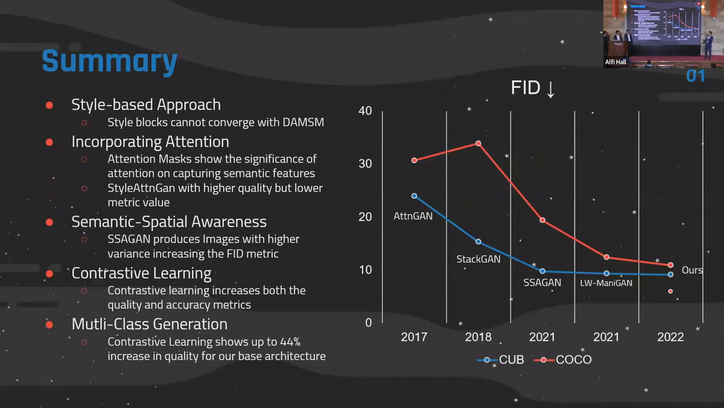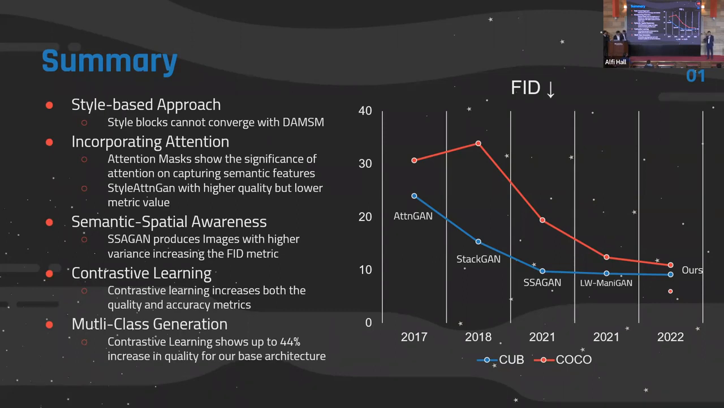Finally, to summarize what we have been saying so far, first of all, we started by introducing the style-based architecture. We showed that the style-based architecture with the DAMSM loss only was not able to converge to probable results. That's why we showed the need for incorporating attention, and the attention masks that we showed earlier showed that indeed attention was able to capture the semantic meaning of the images better, and the AttnGAN was able to produce higher quality results, but with lower FID metrics, as we have seen.